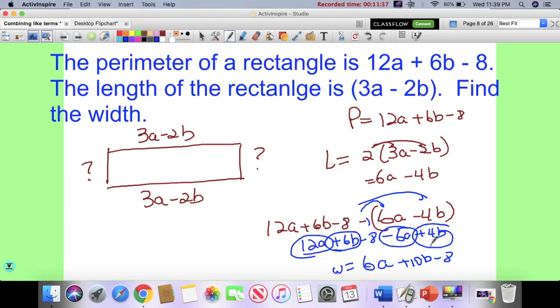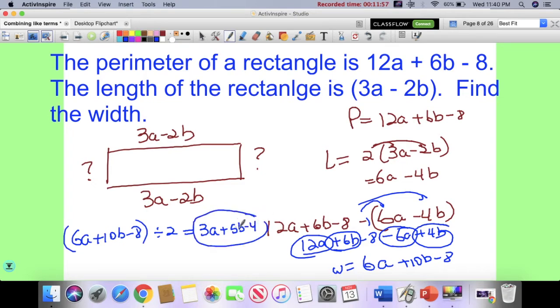But I remember I have to divide everybody by 2 because the total width, right, combined 2 widths is 6a plus 10b minus 8. So if I take all that and divide by 2, I'm going to get what? Half. 3a plus 5b minus 4. Okay.